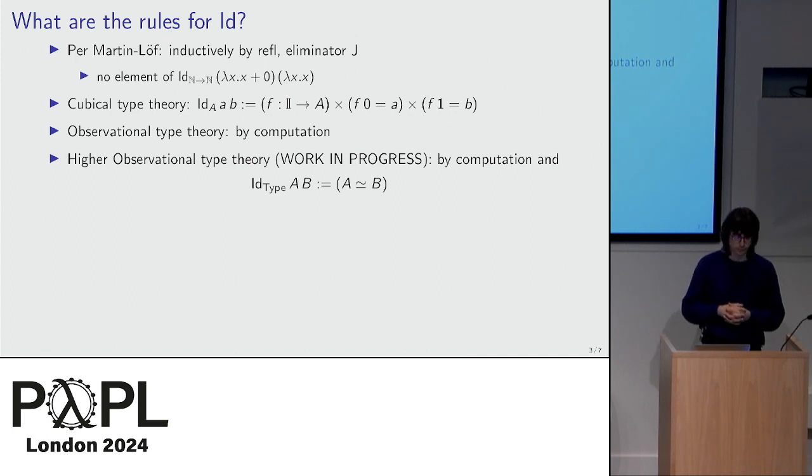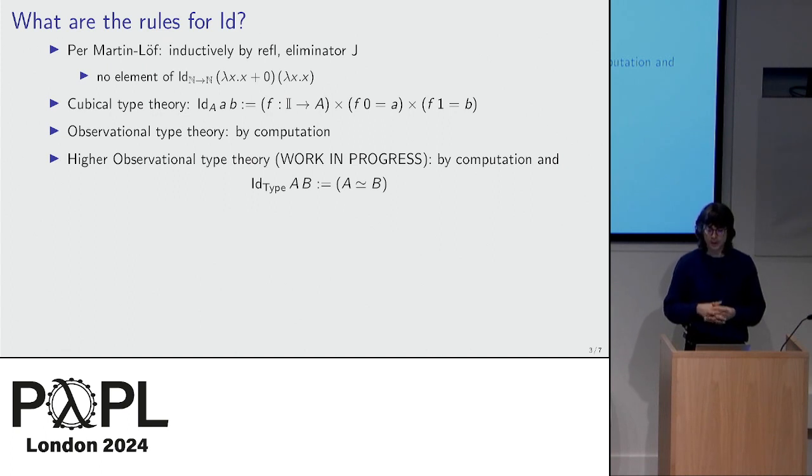And here we also define the identity type by computation, just as in observational type theory. But we have this higher rule that for the identity for the universe of types, so when are two types A and B identical, we say that they are identical if there's an equivalence between them. So this is a definitional version of Voevodsky's univalence axiom, which assumes the weaker thing that the identity type is equivalent to equivalence. Here we want a definitional equality.